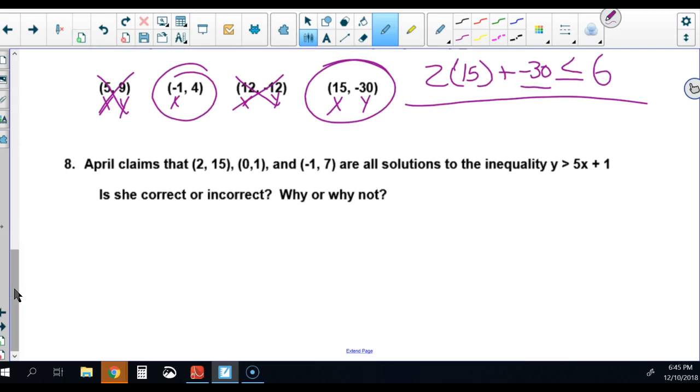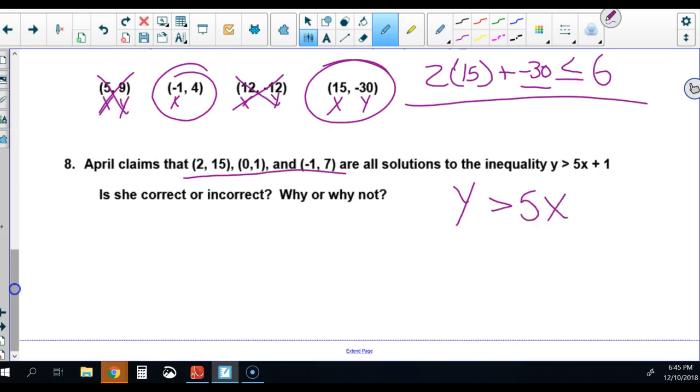Last one, number 8. April claims that 2, 15, 0, 1, and -1, 7 are all solutions to the inequality y is greater than 5x plus 1. Is she correct or is she incorrect? Why or why not? This is very similar to number 7 up above. Are these solutions or not? You can plug them in to figure it out, or you could use your calculator. I showed you both ways up above. I'm going to do a little of both ways here.